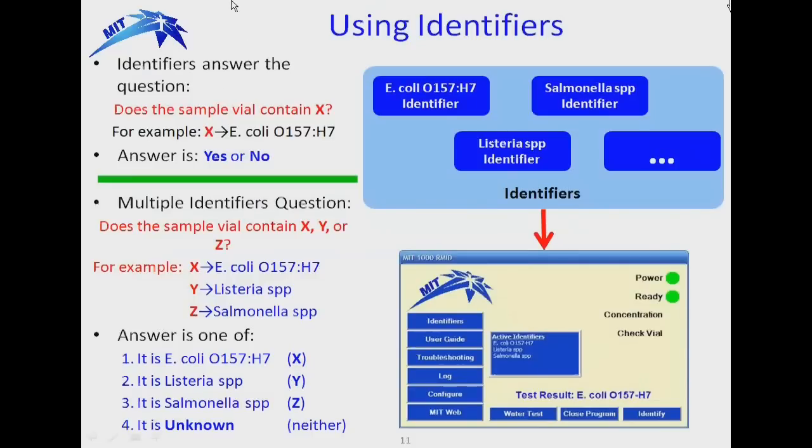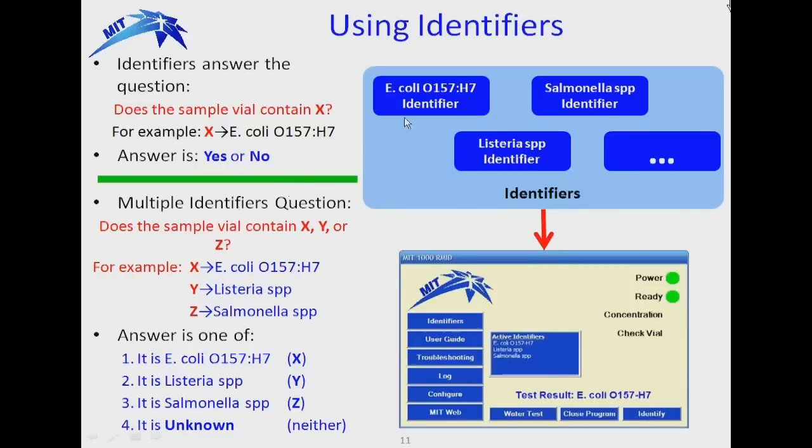The MIT-1000 system uses the identifier to answer the question, does the sample being tested contain the microbial type X? For example, the E. coli O157H7 identifier answers the question, is the sample being tested a member of the bacterial strain E. coli O157H7? The answer is either yes or no. The system allows the use of any number of identifiers simultaneously.